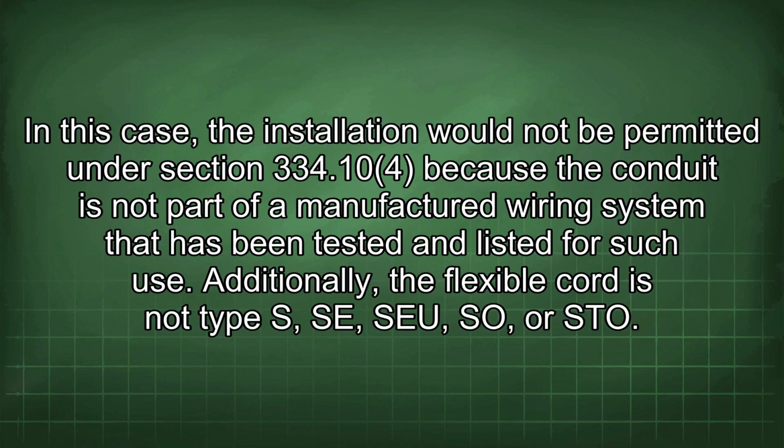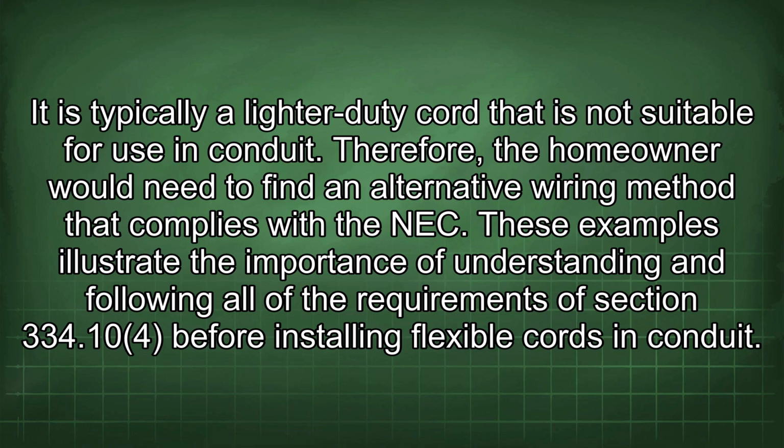In this case, the installation would not be permitted under Section 334.10 because the conduit is not part of a manufactured wiring system that has been tested and listed for such use. Additionally, the flexible cord is not Type S, C, SU, SO, or STO. It is typically a lighter duty cord that is not suitable for use in conduit. Therefore, the homeowner would need to find an alternative wiring method that complies with the NEC.